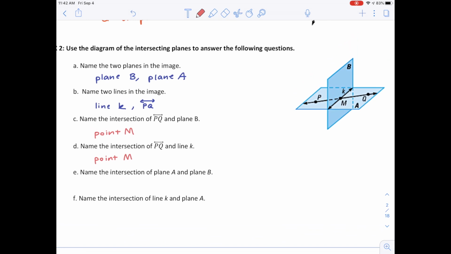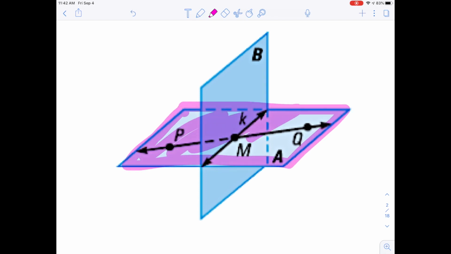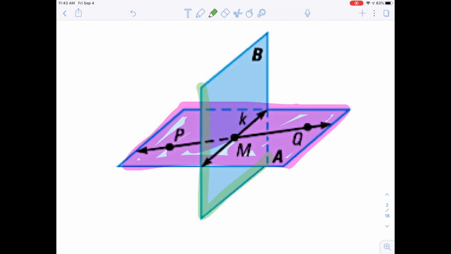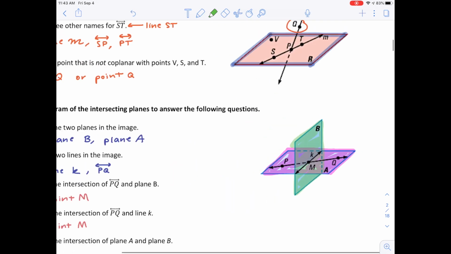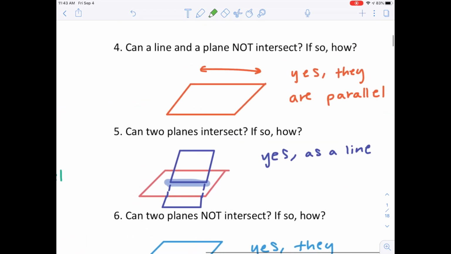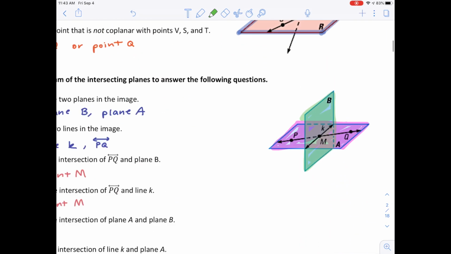E, name the intersection of plane A and plane B. So strategic highlighting, here's plane A and all of this in the middle. Here's plane B and all the stuff in the middle. And this one's really hard to visualize, but if we go up to this example, example 5, can two planes intersect? If so, how? Yes, as a line.